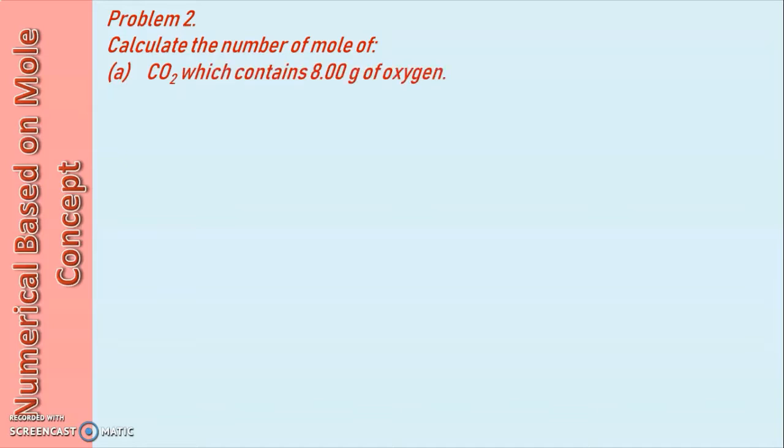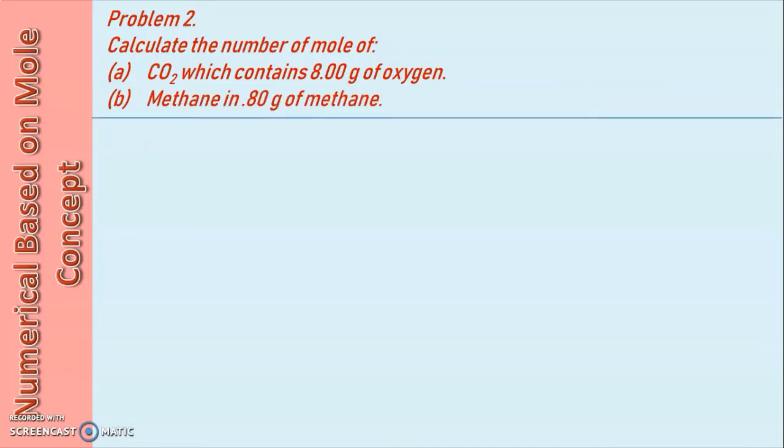Problem 2. Calculate the number of moles of carbon dioxide which contain 8 gram of oxygen. Then calculate the number of moles of methane in 0.80 gram of methane. So there are two bits in this question. First bit we will see: we have to find out the number of moles of carbon dioxide which contains 8 gram of oxygen.